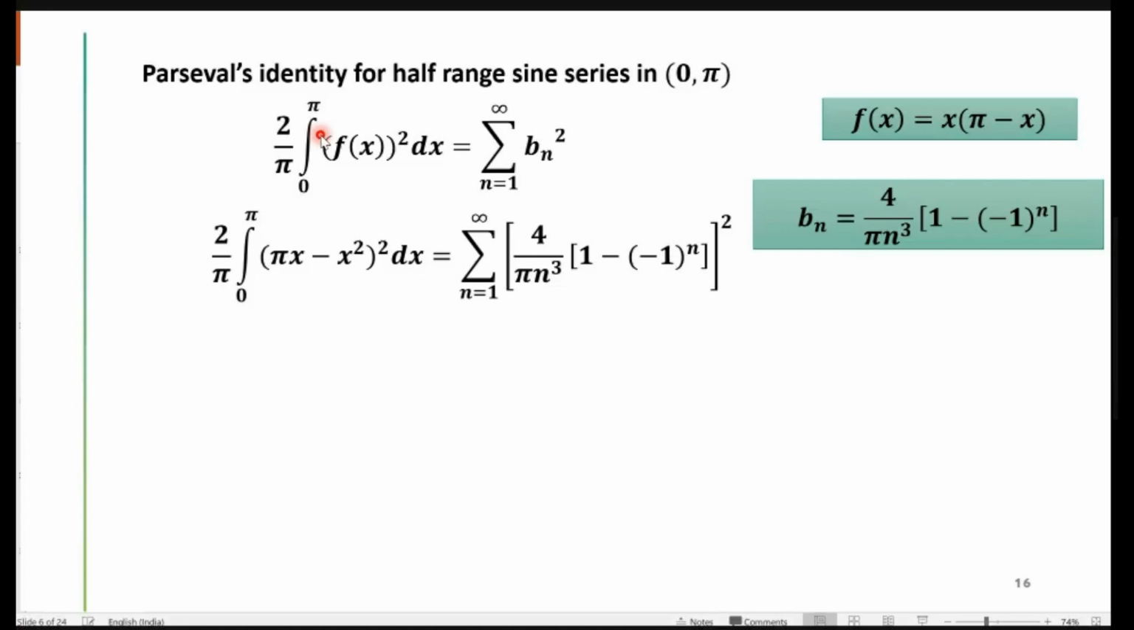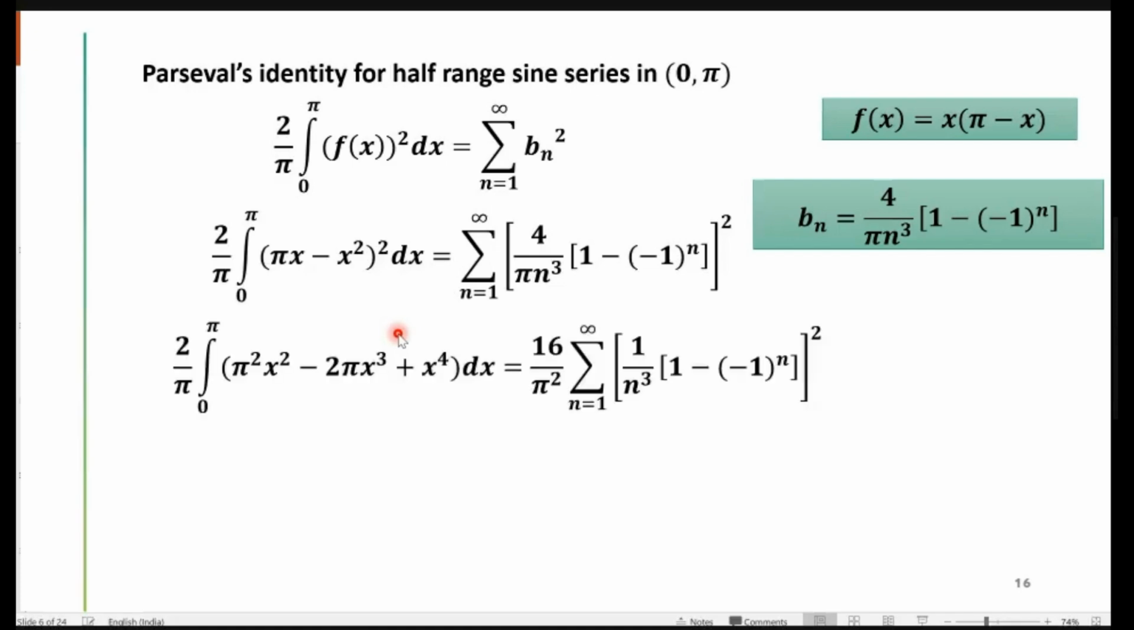F of x is x into pi minus x, or if I take x inside, pi x minus x square, उसका square लेना है, and then whatever bn we have got, उसका square. So before integrating, use a minus b the whole square and then integrate. So we will get 0 to pi a square, so pi square x square, 2ab is 2 pi x cube plus b square, which is x raised to 4.